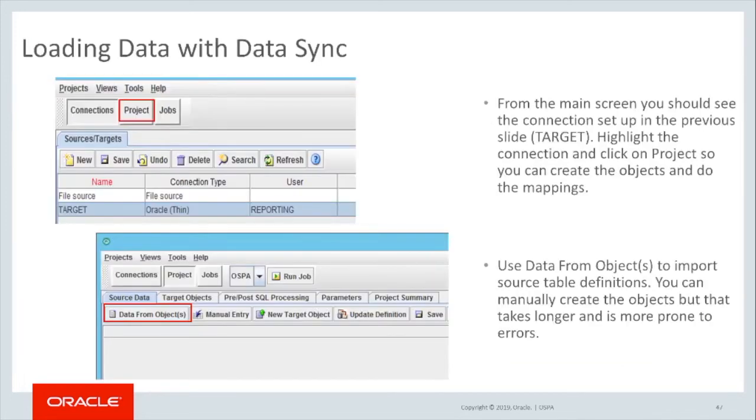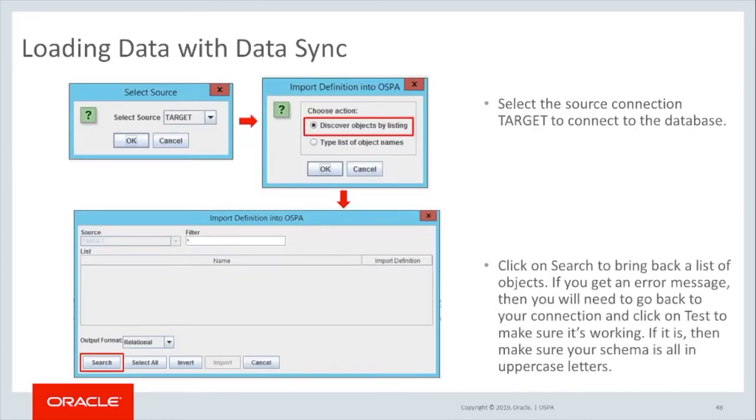From the main screen, you should see the connection set up in the previous slide, called Target. Highlight the connection and click on Project so you can create the objects and do the mapping. Use Data from Objects to import source table definitions. You can manually create the objects, but that takes longer and is more prone to errors. Select the source connection target to connect to the database. Click on Search to bring a list of objects. If you get an error message, then you will need to go back to your connection and click on Test to make sure it's working.